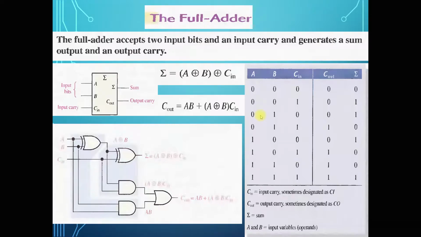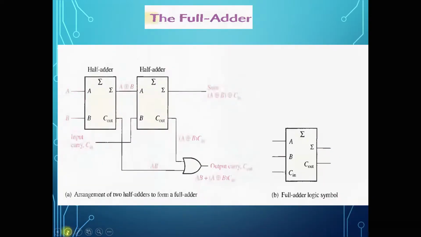The way a full adder is used, it is made up of two half adders, which are combined using an OR logic gate, and this makes the full adder logic symbol.